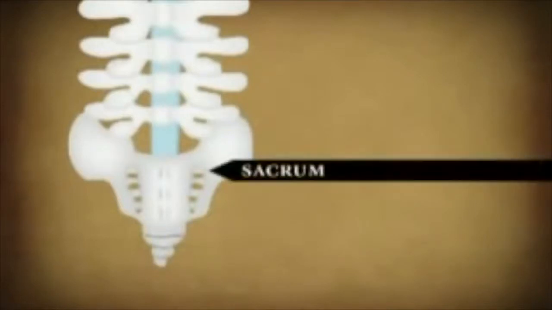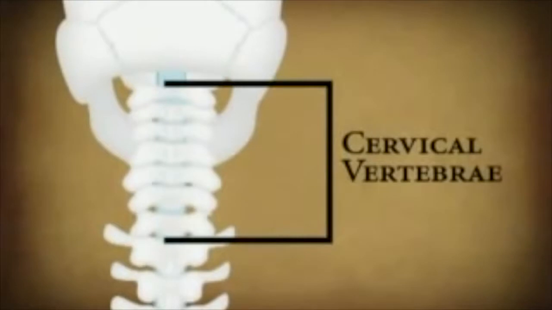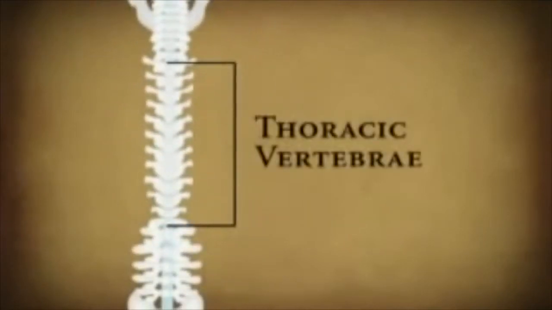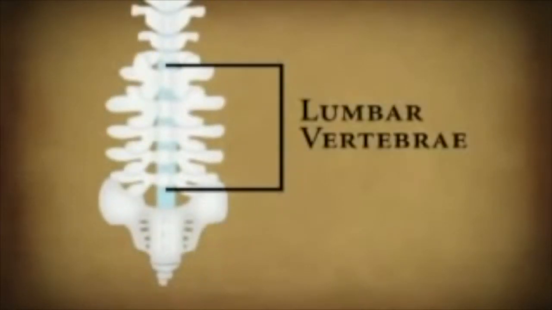Just above the coccyx are another 5 fused vertebrae that form the sacrum, the point of attachment for the hips. Above the sacrum are the unfused vertebrae. The top 7 cervical vertebrae are the smallest, lightest, and weakest vertebrae. Next are the 12 thoracic vertebrae. In the back, the thoracic vertebrae form the attachment points for the ribs. The 5 lumbar vertebrae increase in size as you move downward.